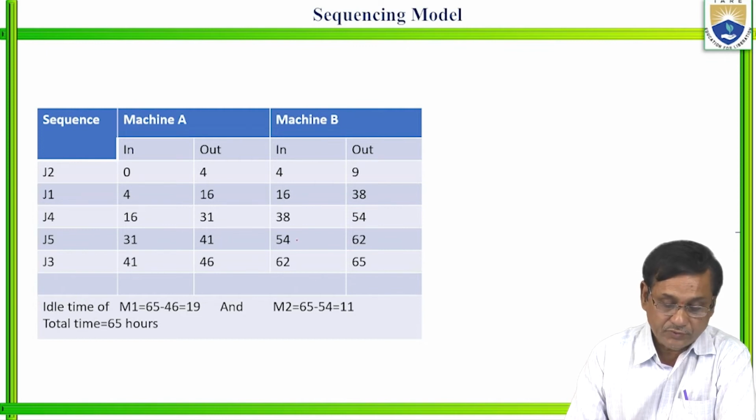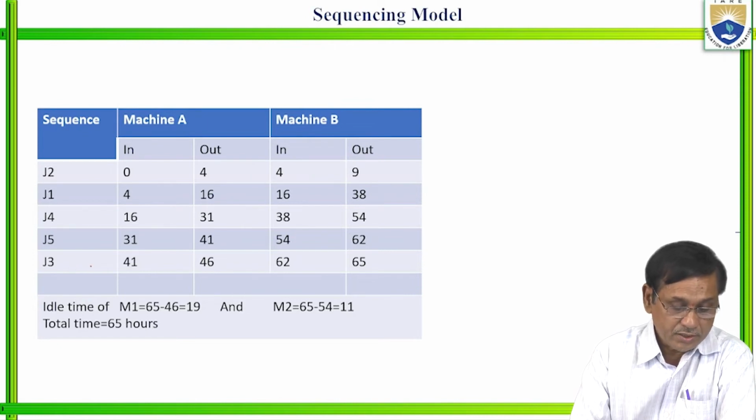Next, the fifth job goes to the second machine at 54, because the fourth job is still processing on the machine. At 54 it will enter, and the processing time required is 8 hours. 54 plus 8 is 62 hours. So the fifth job is completed at the end of 62 hours.